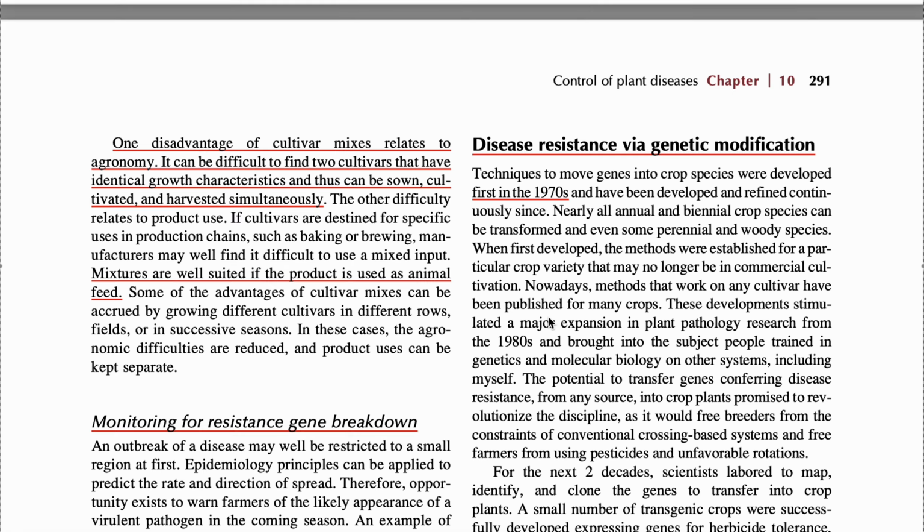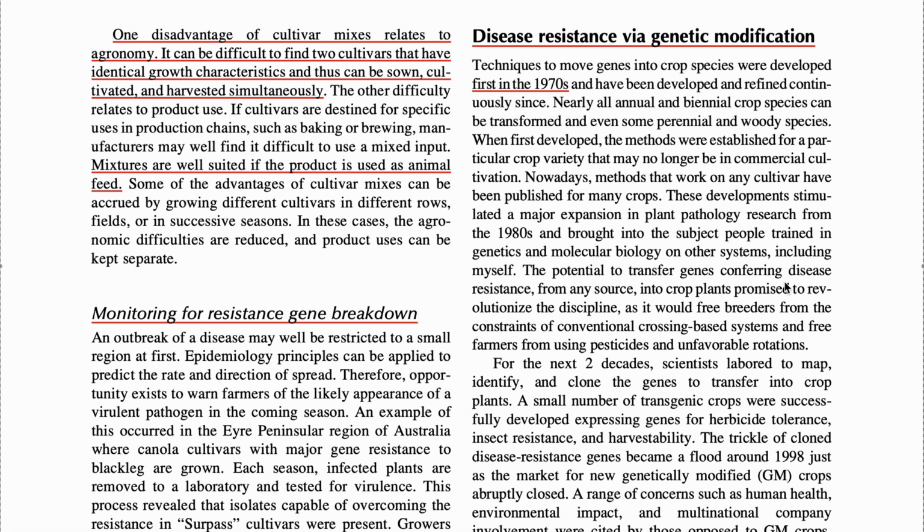This development stimulated a major expansion in plant pathology research from the 1980s and brought into the subject people trained in genetics and molecular biology on other systems, including myself. The potential to transfer genes conferring disease resistance from any source into crop plants promised to revolutionize the discipline, as it would free breeders from the constraints of conventional crossing-based systems and free farmers from using pesticides and unfavorable rotation.